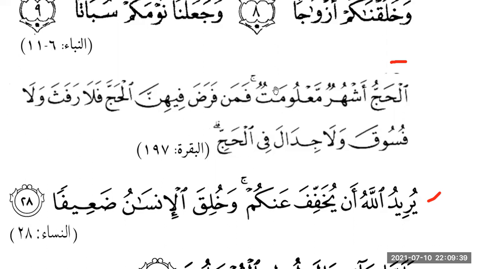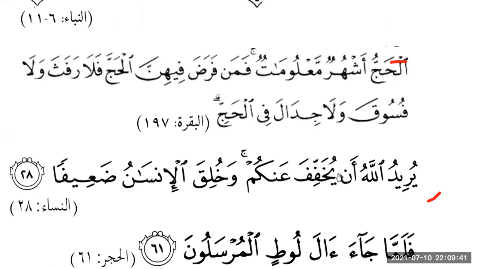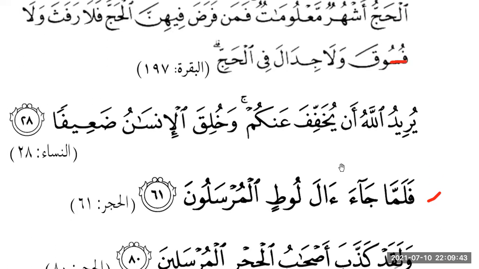Right. Can we go to the third sentence? Okay, Ustaz. Now, third sentence again. You have a walk-up symbol there, Jim. So you take that as your sentence. Your first sentence, you have yuridullahu an yukhaffifa ankum. You have how many words there? You have yuridu, Allahu, an, yukhaffifa, ankum.